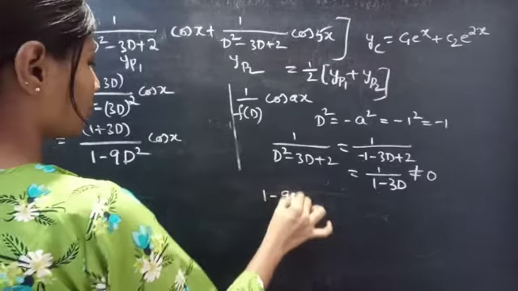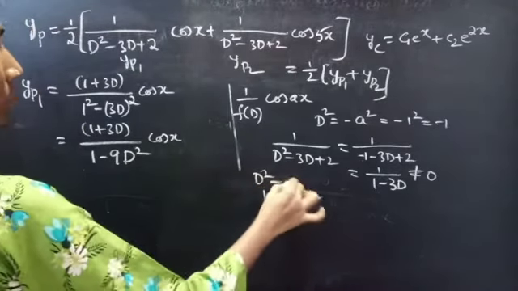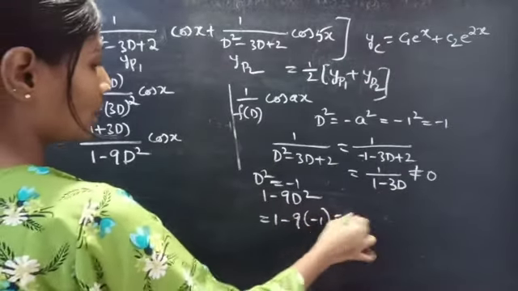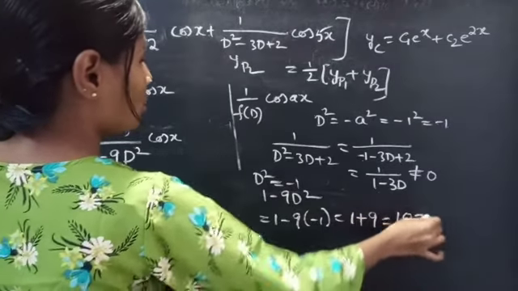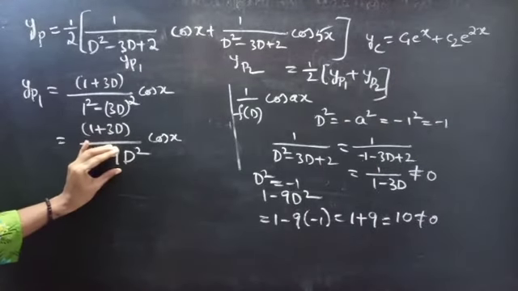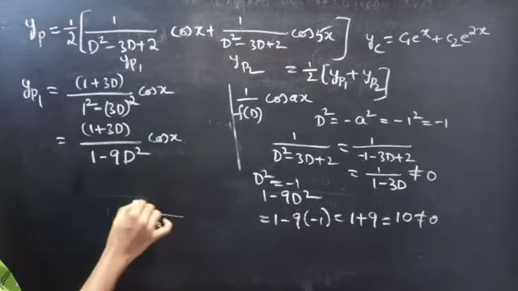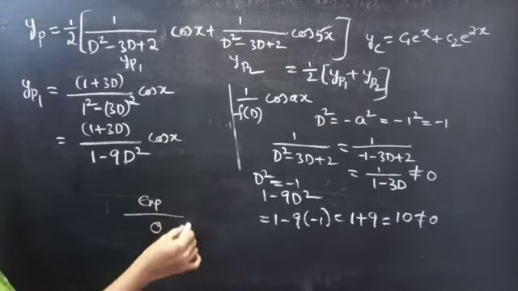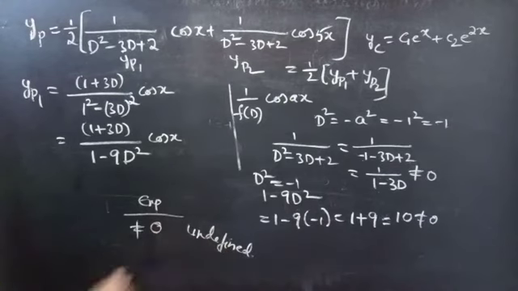Just consider 1 minus 9d square and replace d square by minus 1 and see what we are going to get. We'll get 1 minus into minus plus 9 into 1, 9 equals to 10, which is not equals to 0. Always we have to get something not equals to 0 in the denominator. If we get something equals to 0, then the expression divided by 0 becomes undefined. Denominator must be not equals to 0.